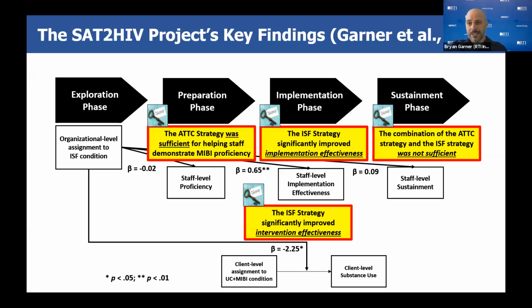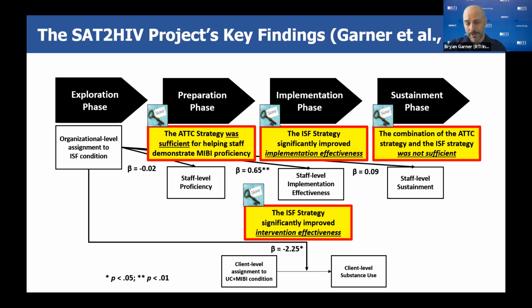And then it also demonstrated, unfortunately, that even the combination of our ATTC strategy plus the ISF strategy was not sufficient for sustainment. Sustainment is a titanium nut that's proven to be very difficult to crack, but we're not giving up. And so we are working to try to build on this as part of the SAT to HIV2 project, where all organizations are getting the ATTC strategy plus the ISF strategy as the control condition, and then half of them have been randomized to also receive pay for performance as a strategy, which as part of some of our prior research we found to be highly effective and cost effective.